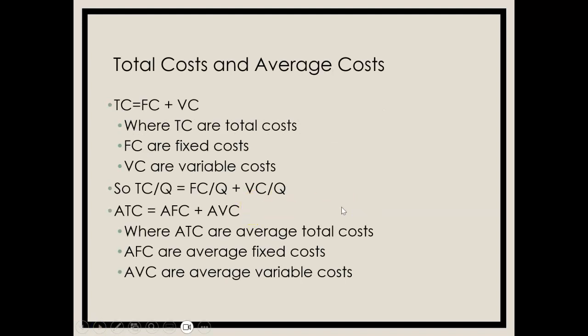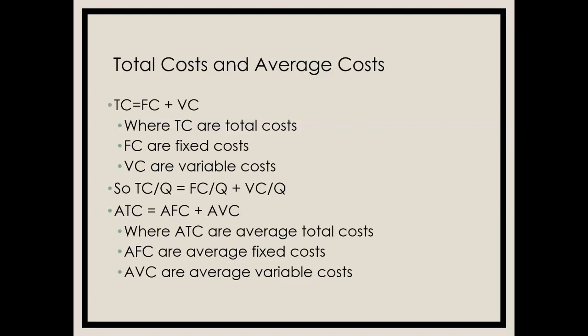All right, so now let's combine this idea of fixed and variable costs with our average and marginal cost ideas, particularly total costs and average cost. So we've already got our first equation: total cost equals fixed cost plus variable costs. Let's go through and divide each element on both sides of the equal sign by Q. So we take total cost and divide it by Q. That equals fixed cost divided by Q plus variable cost divided by Q. Or we can rewrite that as average total cost equals average fixed cost plus average variable cost, where ATC is the average total cost, AFC is the average fixed cost, and AVC is the average variable cost.